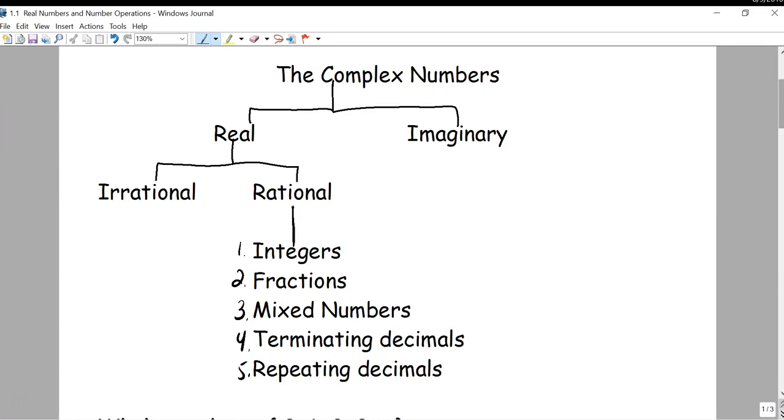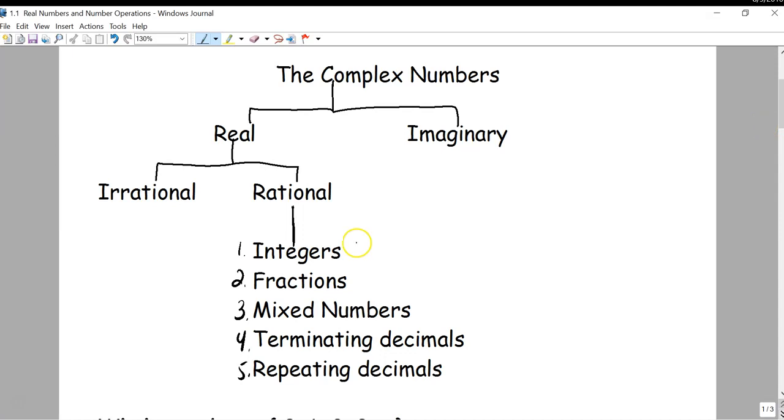The real numbers are split into two groups. One group called the rational numbers and another group called the irrational numbers. The rational numbers are the numbers that we are most familiar with. That would be the integers, which would include positive and negative whole numbers including 0, fractions, mixed numbers, terminating decimals, and repeating decimals, all of which I would think that you would know something about.